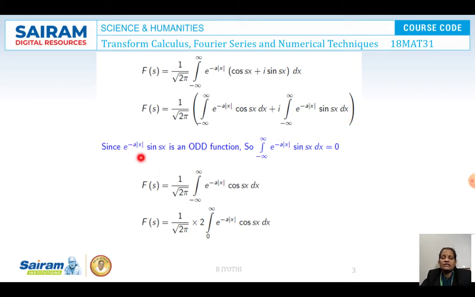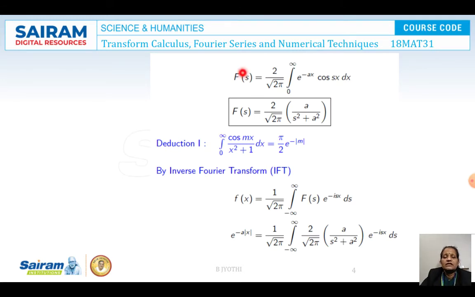Since e power minus a mod x into sin sx is an odd function, therefore this part will be 0. That is, the entire imaginary part will be 0. We get only the real part. That is, f of s is given by 1 upon root 2 pi into integral minus infinity to plus infinity e power minus a mod x into cos sx of dx. That is, by taking this minus infinity to plus infinity as 2 times integral 0 to infinity e power minus a mod x into cos sx of dx.